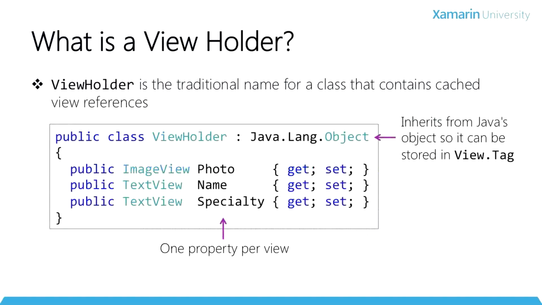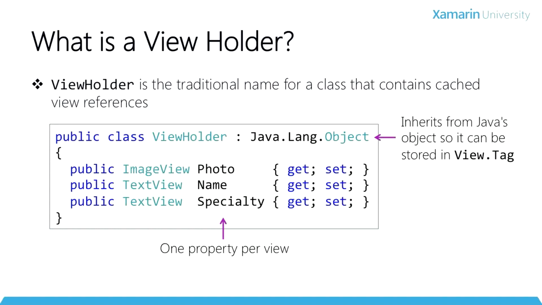So we're going to create a view holder object which inherits from Java object, so we can store it in the view tag. Inside our view holder class, we're going to have properties for each of our specific views. Now there's nothing special about the name view holder. You can actually use anything you want. But if you follow the view holder naming convention, then other developers will recognize the purpose of the class.